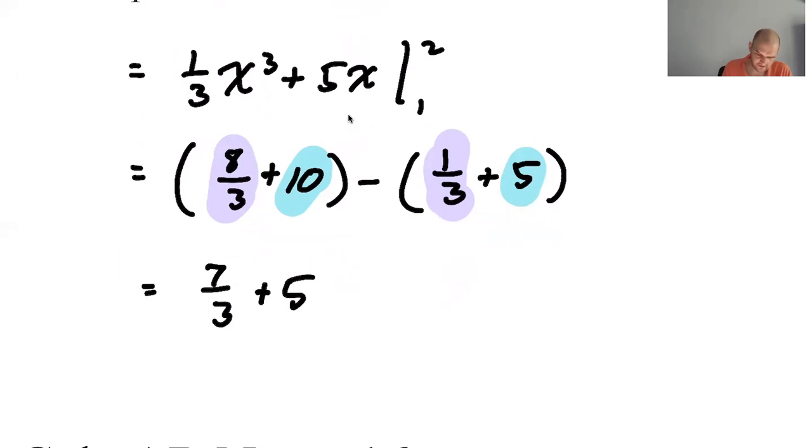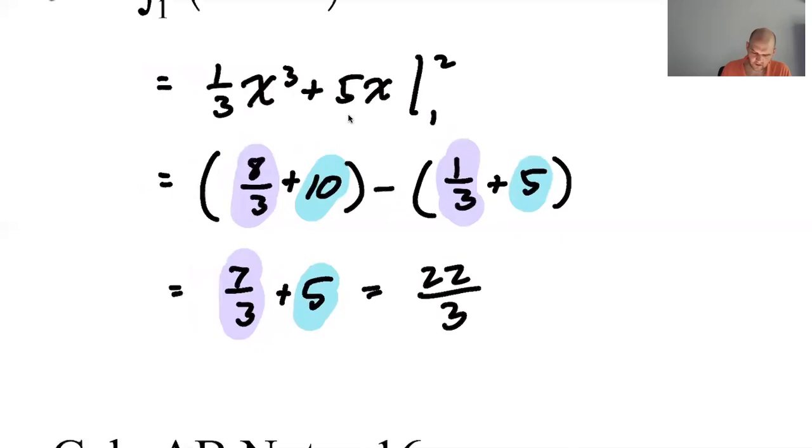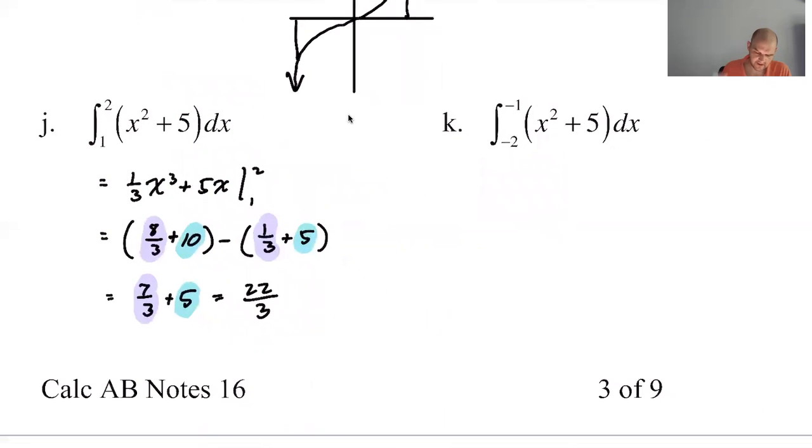Where did things come from? This came from that color, and that came from that color. 15 and 7/3 is 22 over 3. All right, I believe that to be the answer.